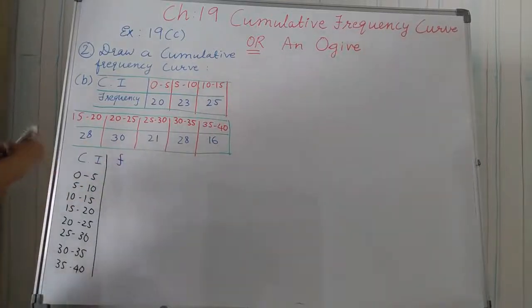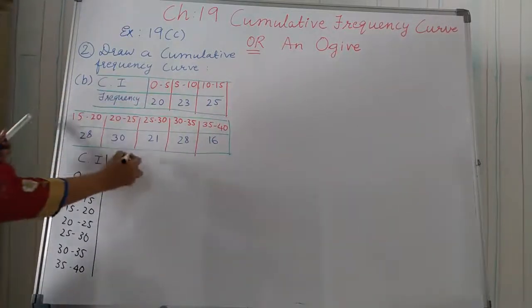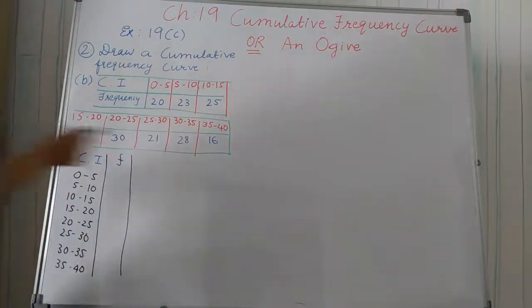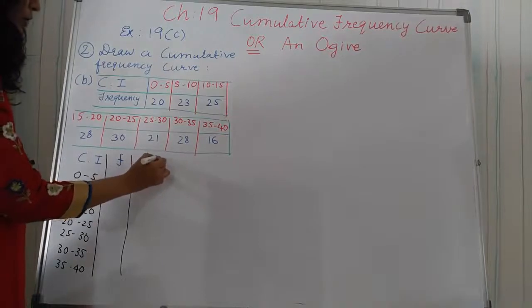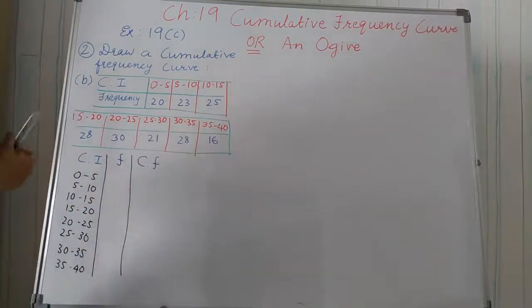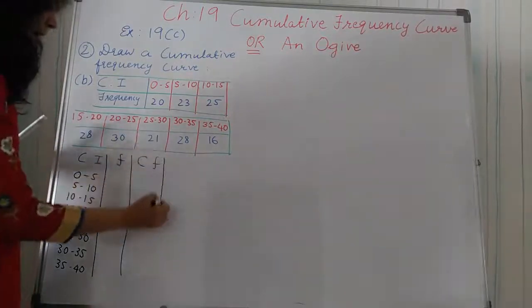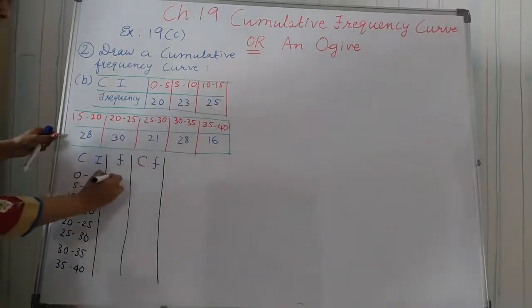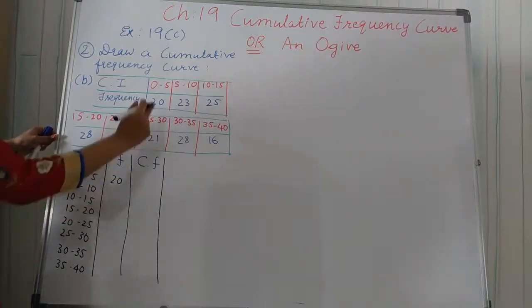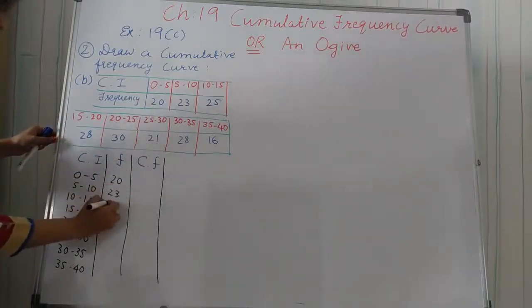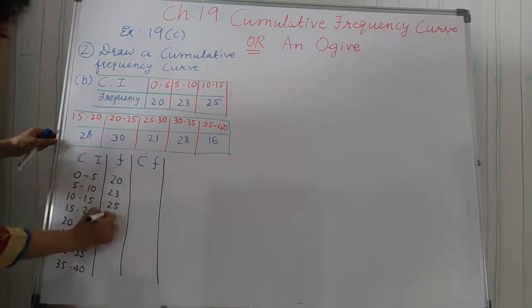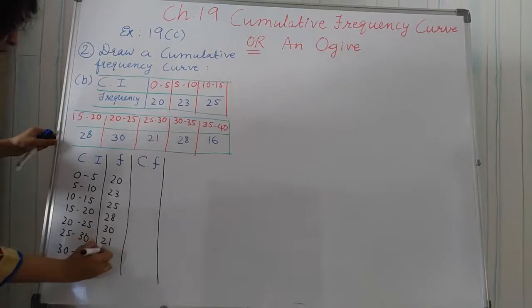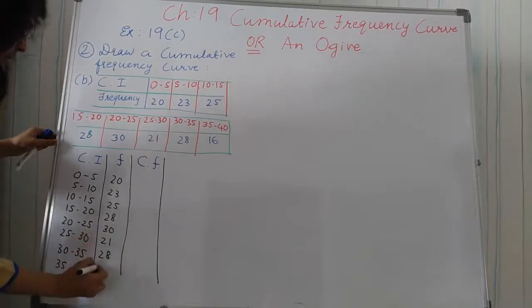So students, this whole data first we will copy down in a horizontal and vertical way, and then last is cumulative frequency, CF. Now I have made one table here. You also have to form the table. Now writing all the frequencies according to the classes: 23, then 25, 28, then 30, 21, 28 and last is 16.